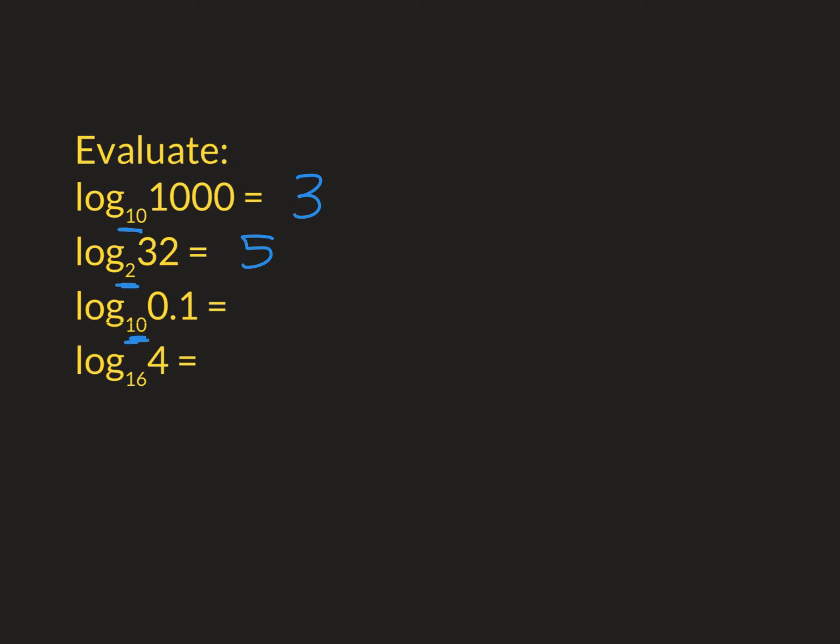Log base 10 of 0.1, meaning 10 to what power is 0.1? Well, 0.1 is really 1/10. So what would you do to 10 to make it flip to 1/10? You'd raise it to the negative power, the -1 exponent. Log base 16 of 4: 16 to what power is 4? Well, the square root of 16 is 4, so I'm going to say it's the 1/2 power, because bottom is the root, top is the power.